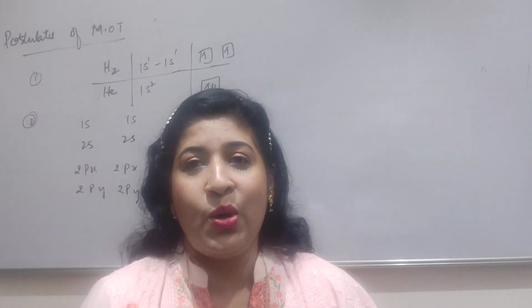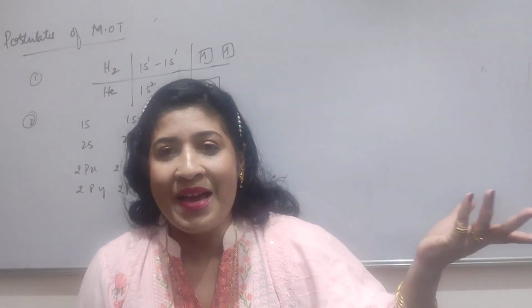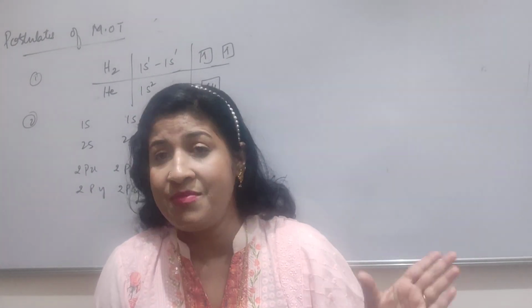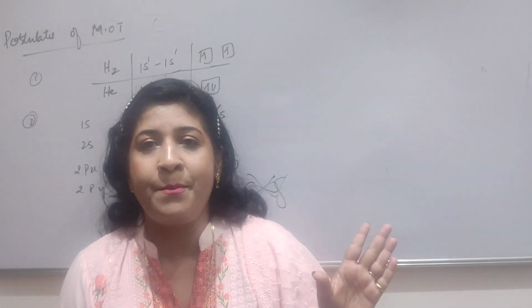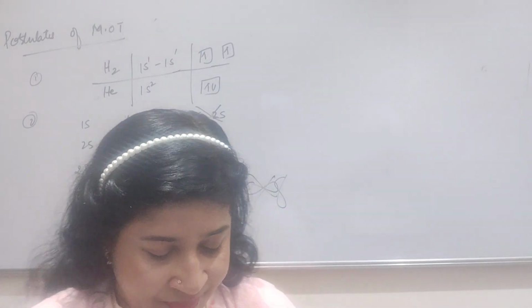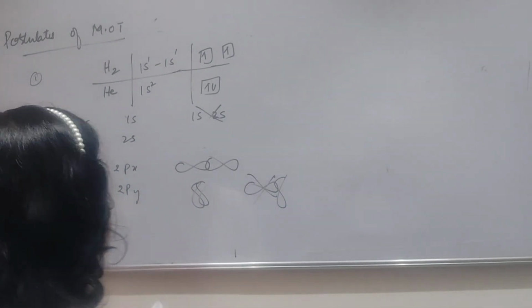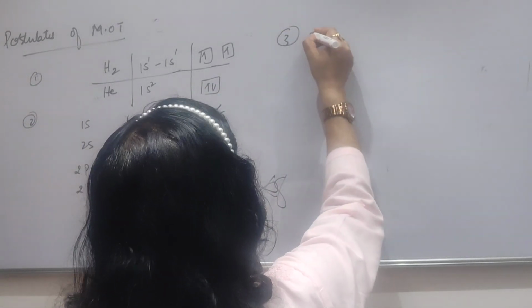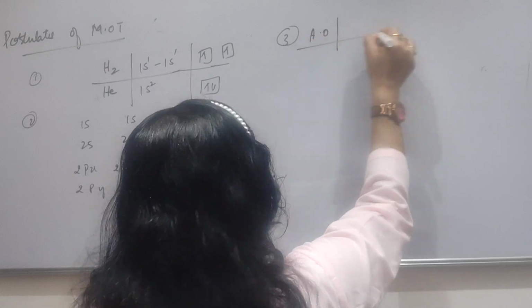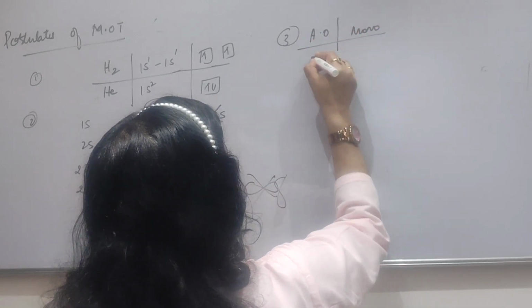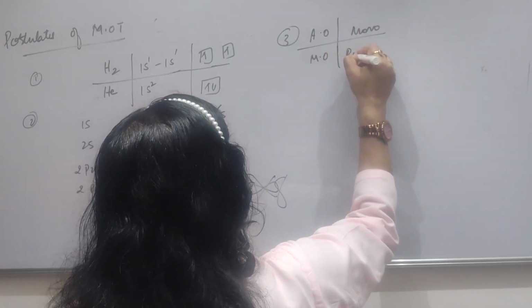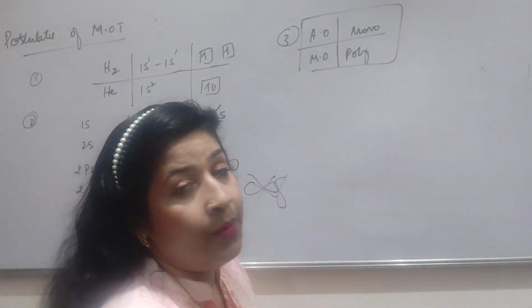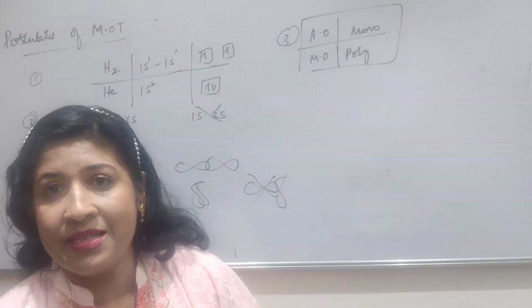Jokes apart, what I'm trying to say is the molecular orbitals always combine with similar energy and similar symmetry. That is the second postulate. The third postulate is atomic orbitals are monocentric, whereas the molecular orbitals are polycentric in nature.